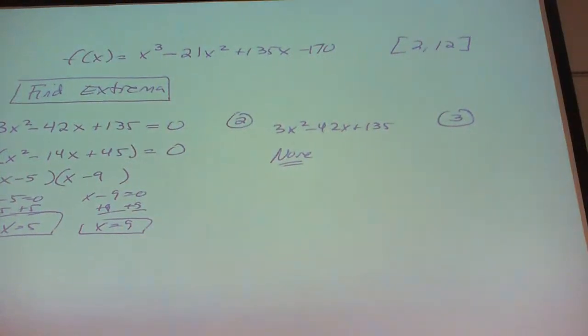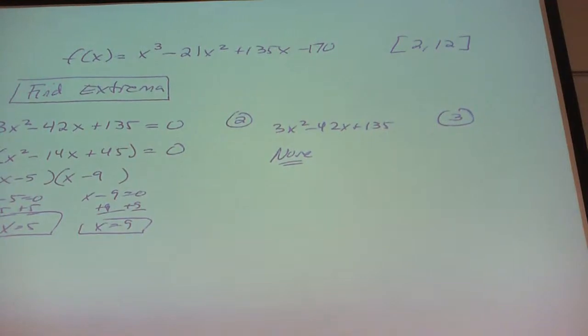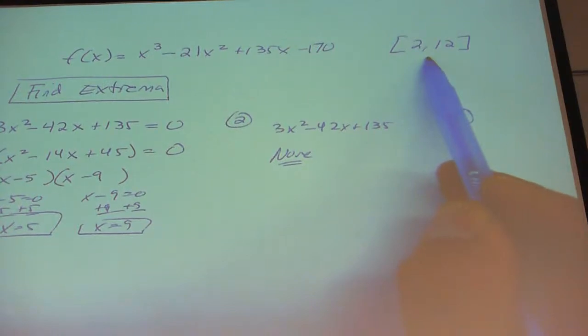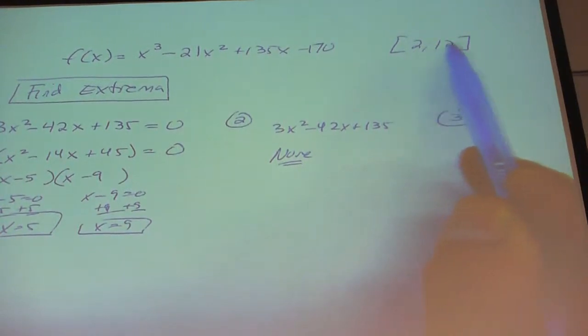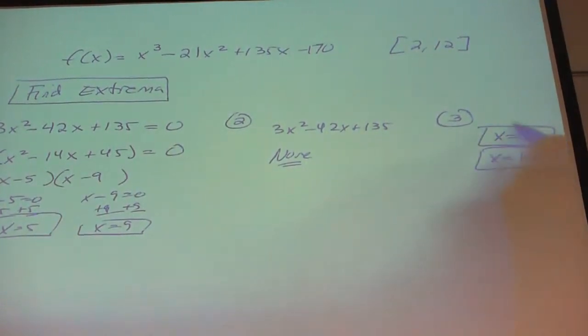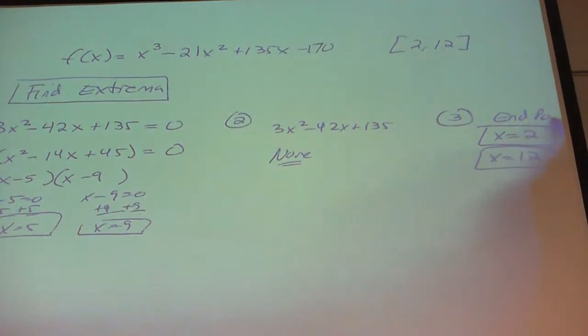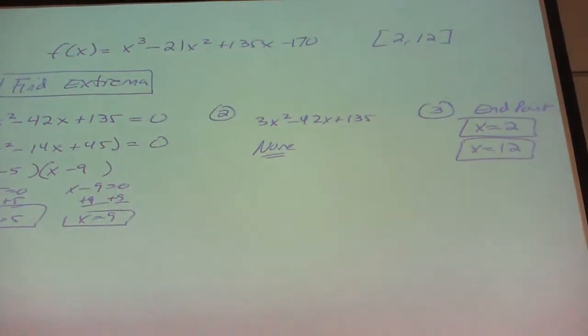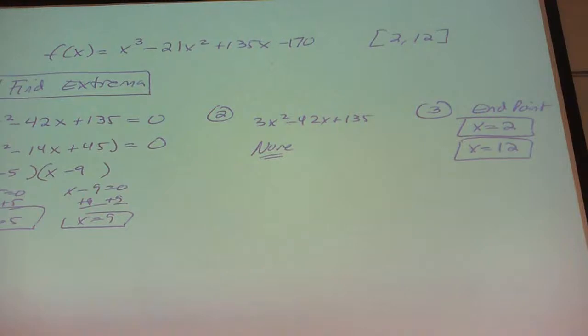And then the third thing, which I've mentioned before but is finally showing up in the notes, is you look for any endpoints. Where would the endpoints come from? The domain. Because it tells me we start at 2 and we end at 12, I also need to check 2 and I need to check 12. So the third thing that I've been foreshadowing ahead of time is endpoints. That comes from the domain. That's the new part today, in addition to absolute compared to local extrema.